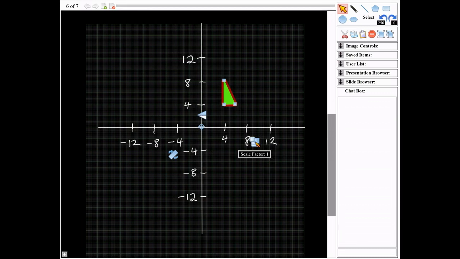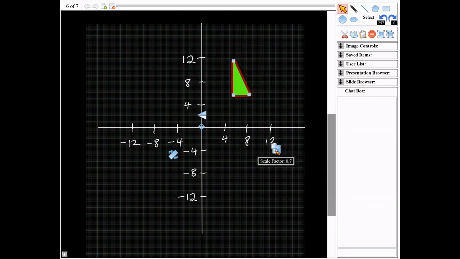Now if I drag the tool a bit further away, I can see that it gets larger. And if I get a scale factor of 2, then I can see it's basically twice the size it was before. So along here, it's now 2 squares, and along here, it's now 4 squares, whereas at the beginning it was 1 here and 2 here. So a scale factor of 2 means it will be twice the size.